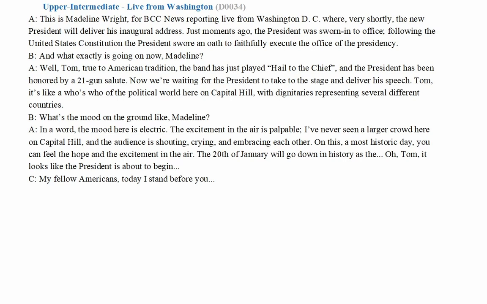Well, Tom, true to American tradition, the band has just played Hail to the Chief, and the president has been honored with a 21-gun salute. Now we're waiting for the president to take the stage and deliver his speech. Tom, it's like the who's who of the political world here on Capitol Hill, with dignitaries representing several different countries. What's the mood on the ground like, Madeline?